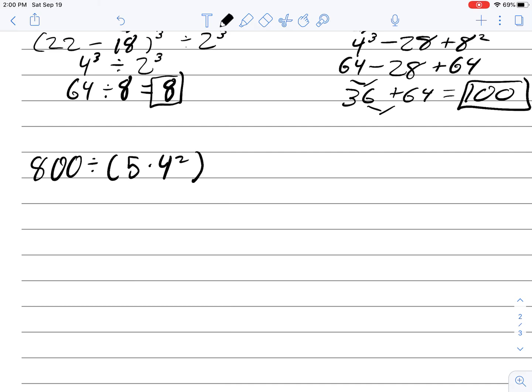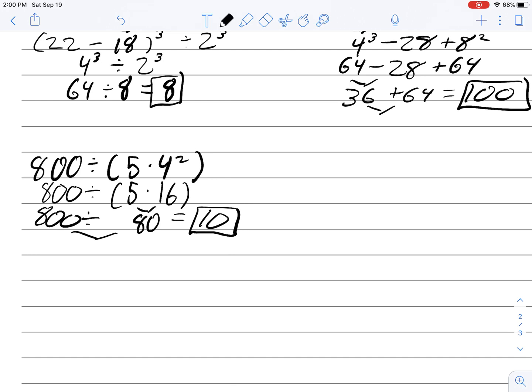We start with parentheses, 5 times 4 squared. But even within parentheses, I still have to use order of operations. So what that means is that before I can do the multiplication, I have to do the exponent. So first I have to do the 4 squared. 4 times 4 is 16 times 5. And I'm writing down my whole problem again. 5 times 16 is 80. Finishing up my parentheses. And 800 divided by 80 to finish will just be 10.